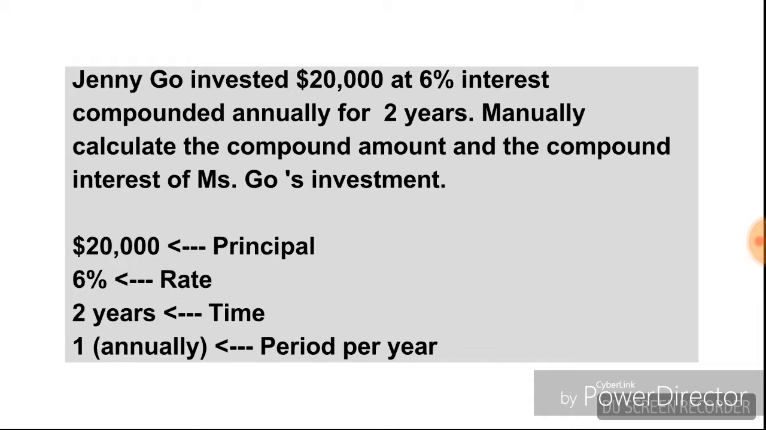Since Ms. Go invested annually for 2 years, then we will have to use 1 for the time in the solution using the formula, and use it 2 times to complete the 2-year investment.